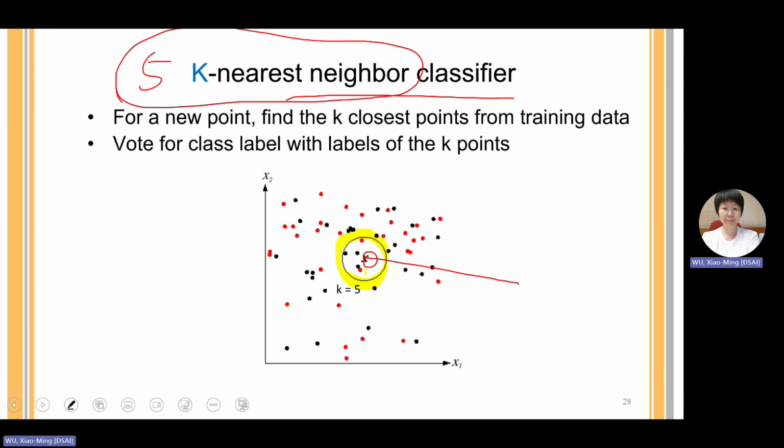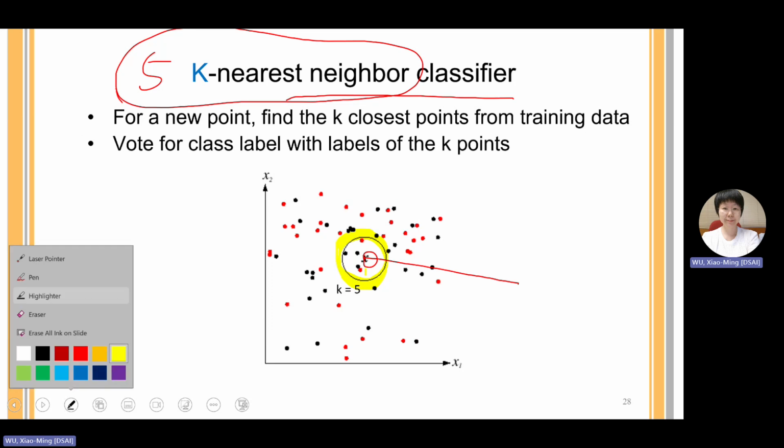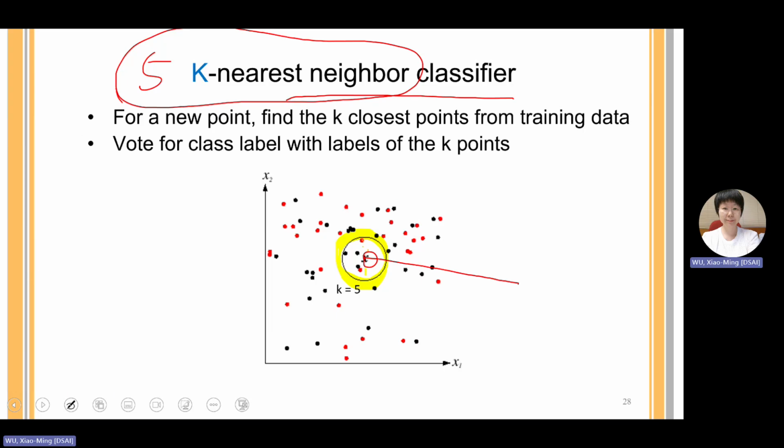Well, you can also modify the algorithm to use weighted nearest neighbor. For example, we can consider the distance to X, and weight their voting based on their proximity, based on their affinity with X. In this case, there are only 2 classes.